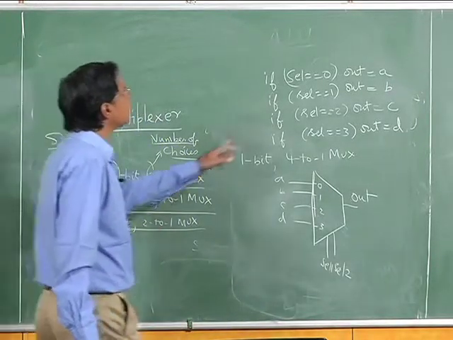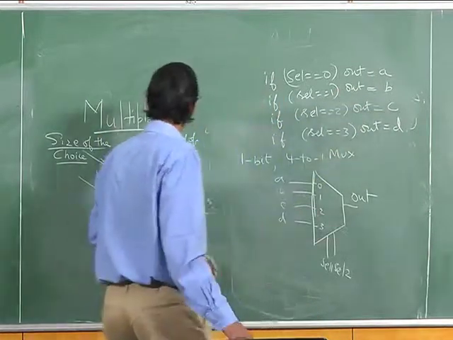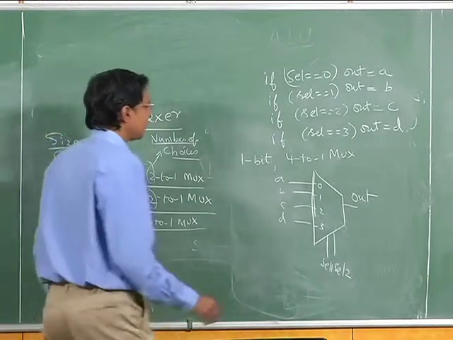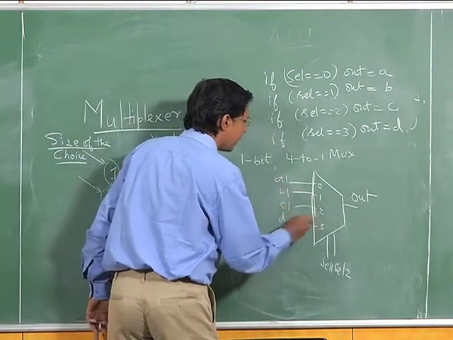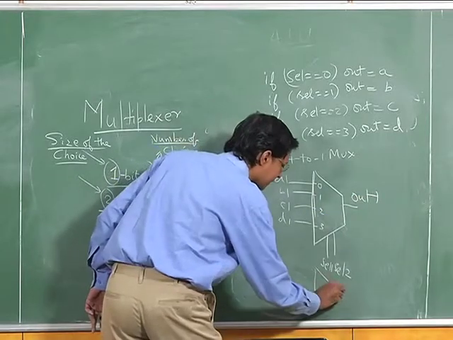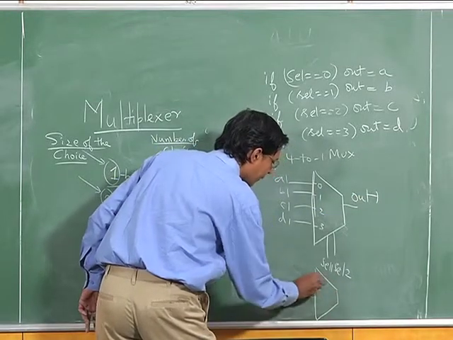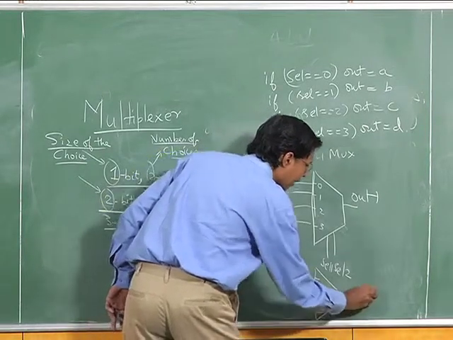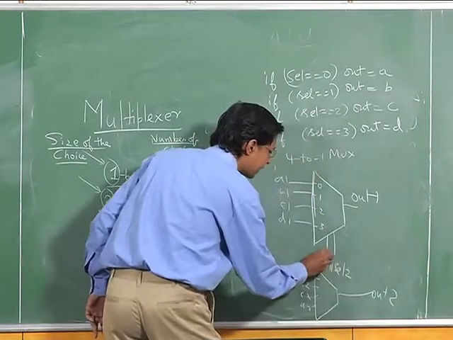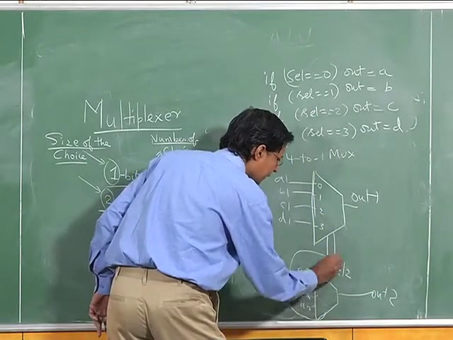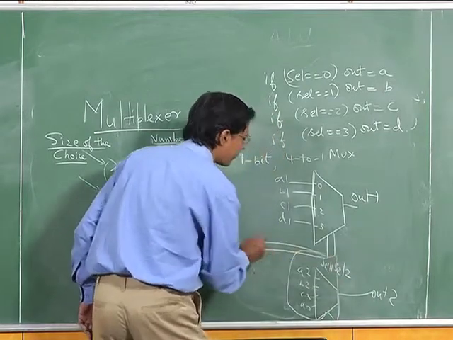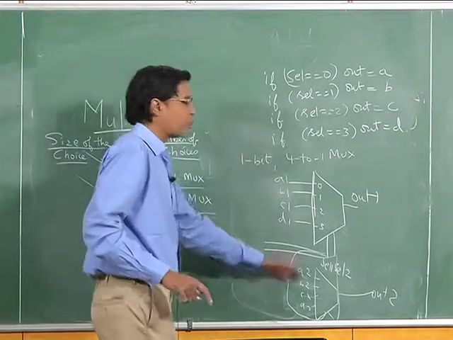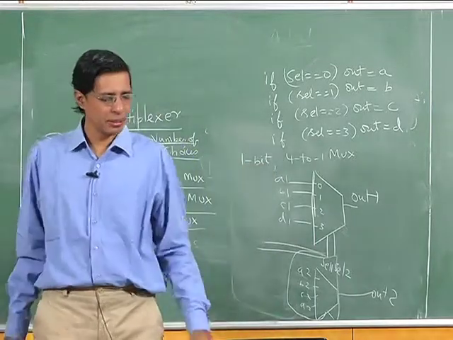Now, if each of these A's and outs are going to be say 2 bits, then I will call this as A1, B1, C1, D1, out 1. I will have another mux which again has A2, B2, C2, D2, and I call it out 2, and the same select will go to both. Now I can expand it up to say 16 bits or 32 bits or whatever.